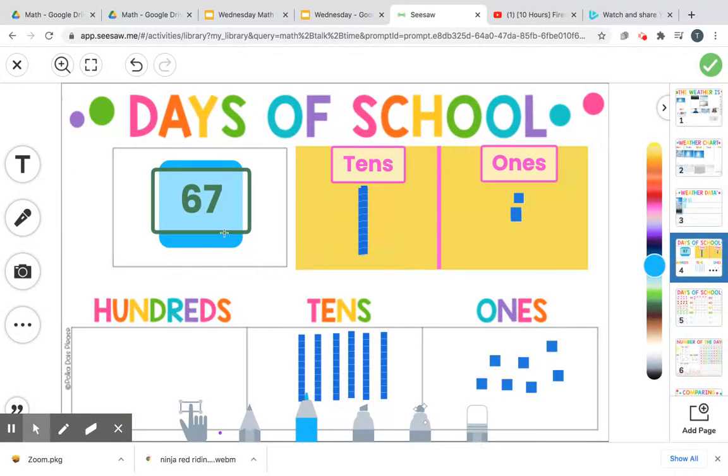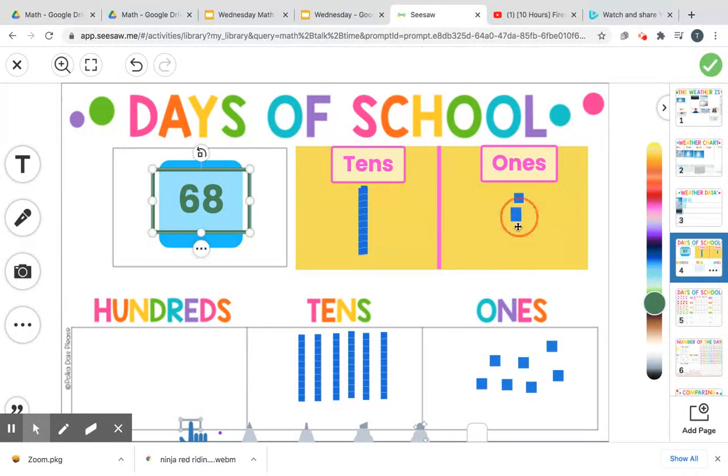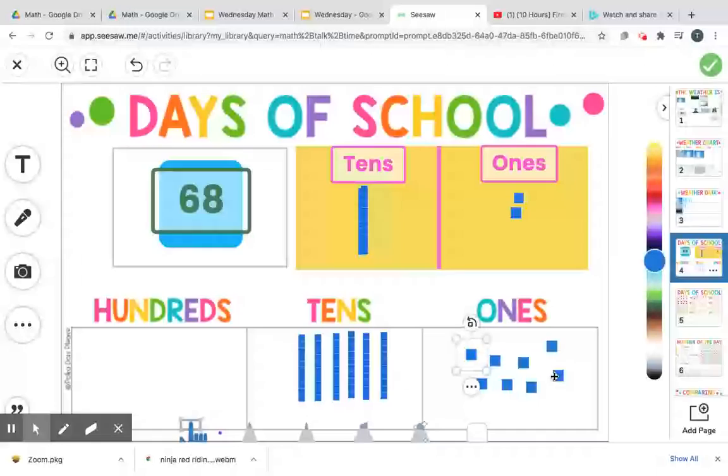days. All right, for our days in school, 68 days currently, so let's add another 1 to our ones side. And let's count them. So these are towers of 10. We have 6 towers of 10 and 8 ones. So here we go. 10, 20, 30, 40, 50, 60. 61, 62, 63, 64, 65, 66, 67, 68.